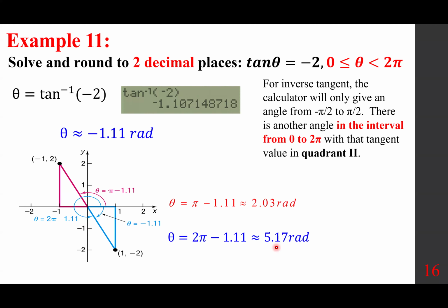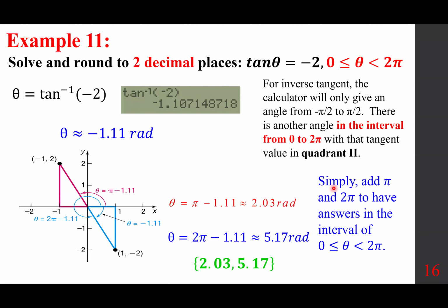One way to look at it, the period for tangent and cotangent happen to be pi. Because this is negative and we want to bring it here, add pi and then another pi. In other words, add pi to come up with one answer, add another pi, or add simply 2 pi to that, to come up with the second answer, because you want it to be positive from 0 to 2 pi. So 2.03, 5.17, simply add pi and 2 pi to have answers in the interval of 0 to 2 pi, anytime you're dealing with tangent or cotangent for that matter.